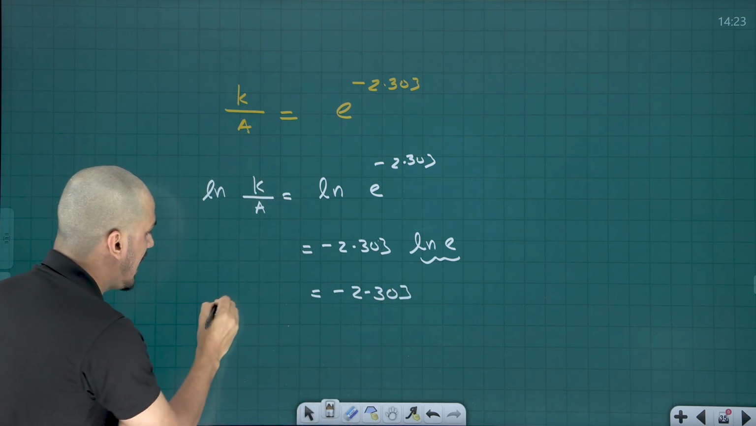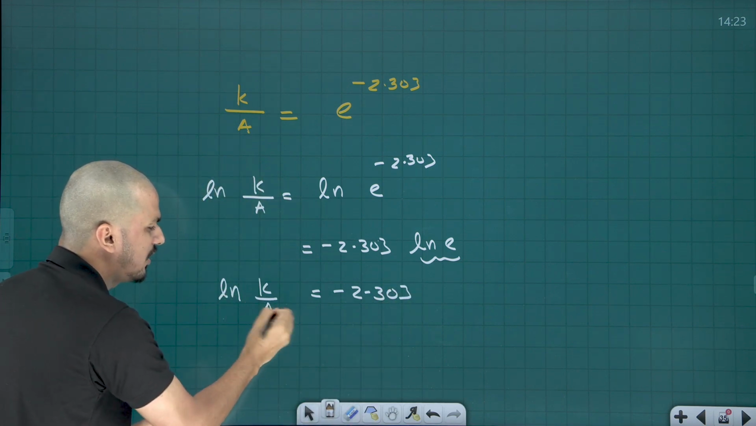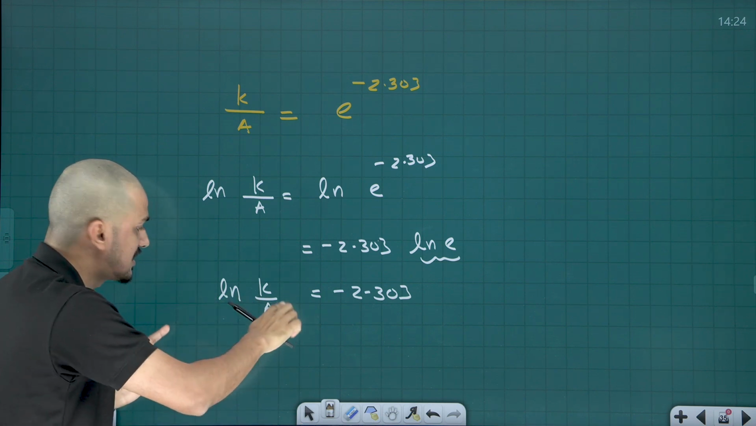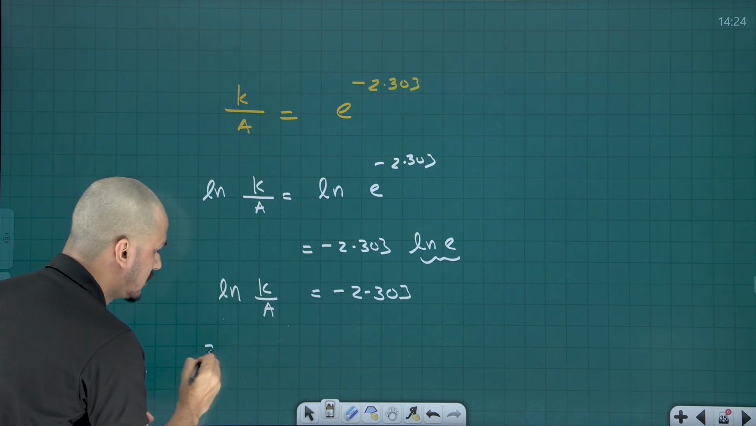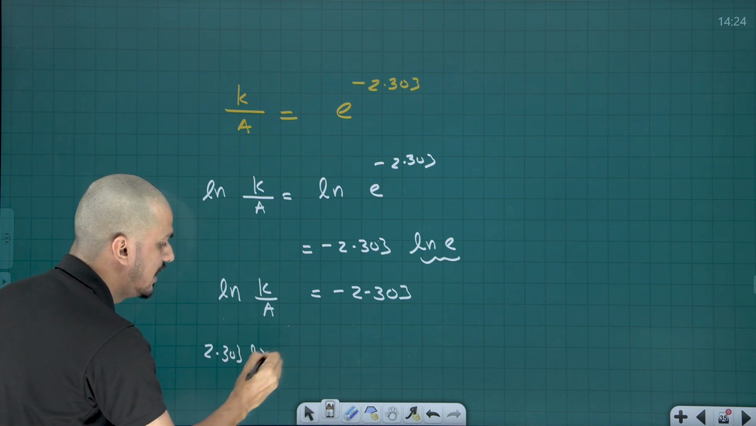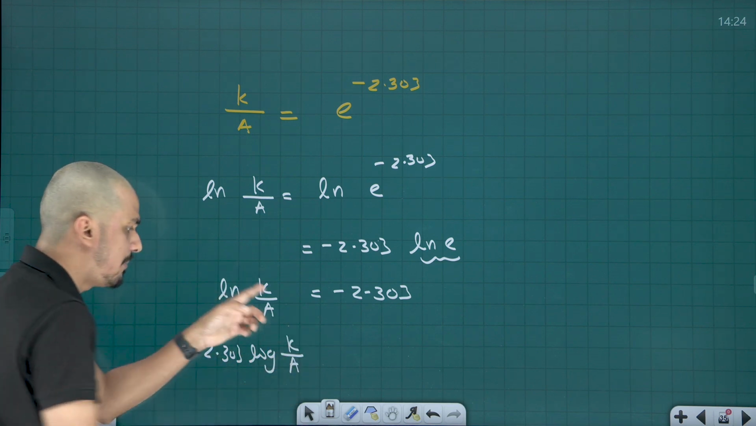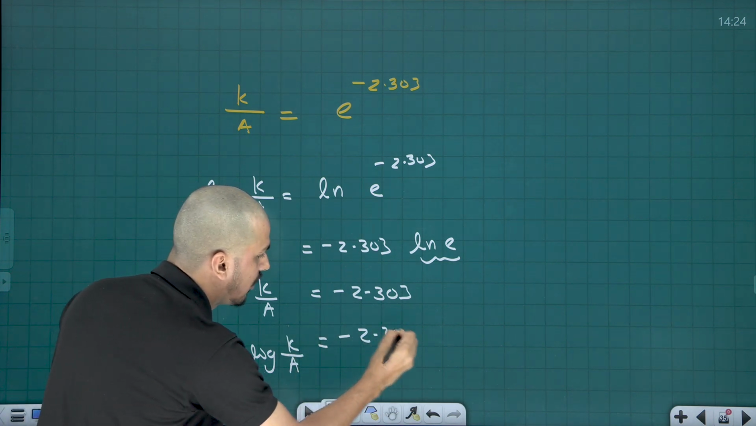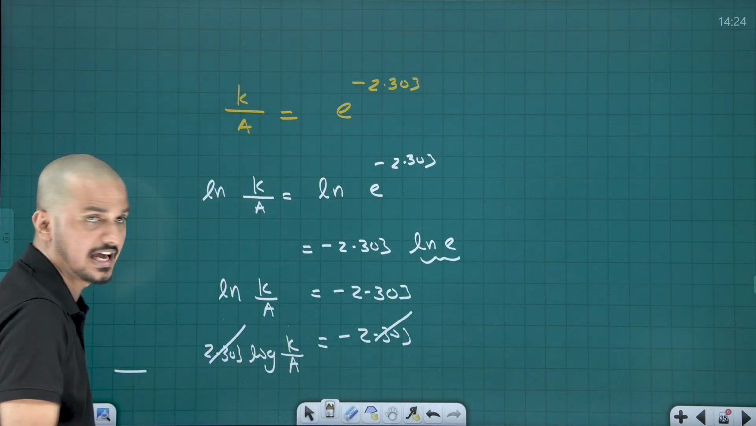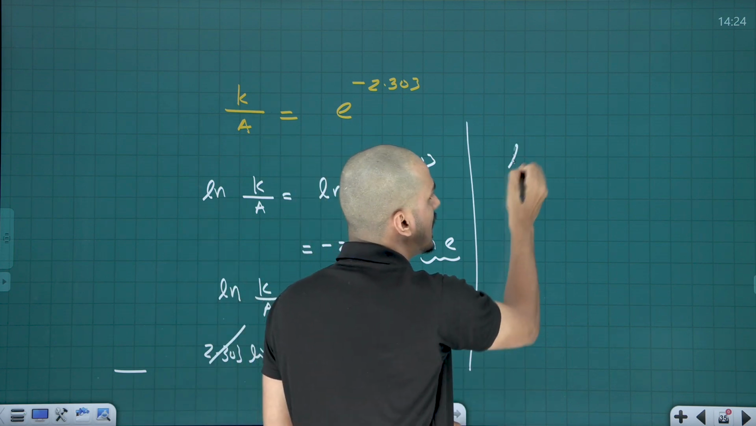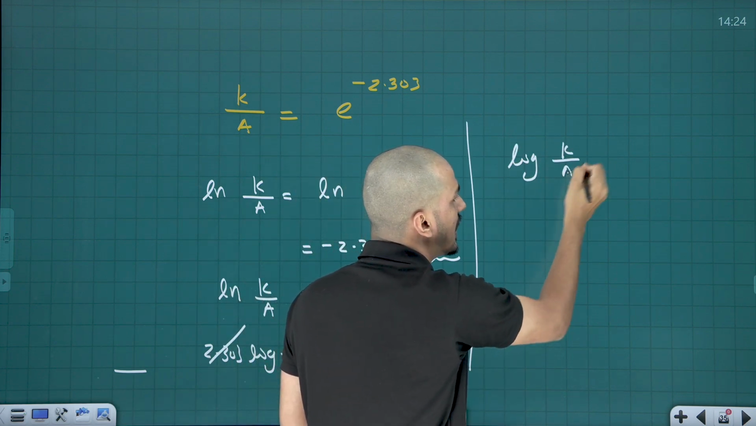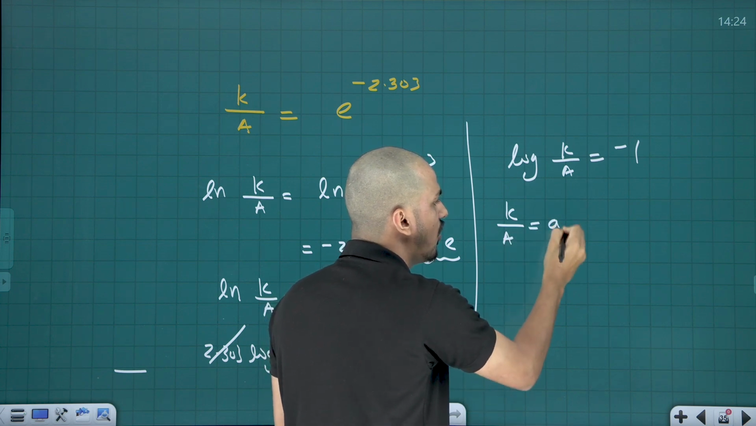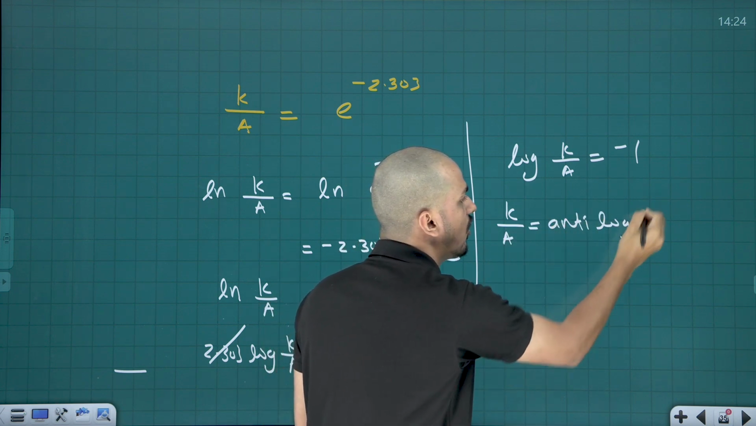So that is ln K by A, but I don't need ln K by A, I need K by A. So how will I do it? I will convert this ln K by A into log K by A, that means 2.303 log K by A equal to minus 2.303. The 2.303 I can cancel. That means log K by A equal to minus 1. So K by A equal to the anti-log of minus 1.